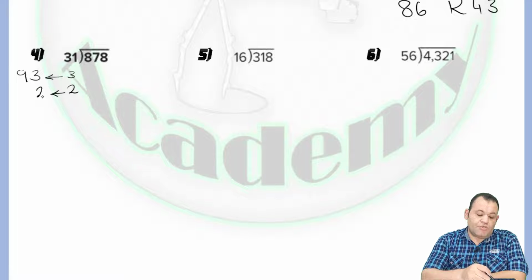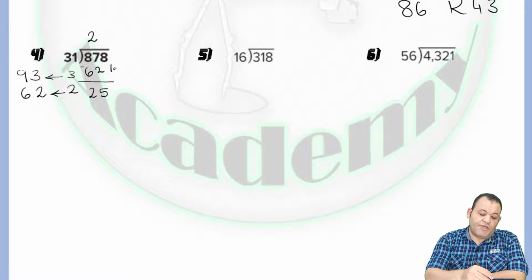2 times 1 equals 2. And 2 times 3 equals 6. Write 2 up and 62 down. Now subtract. 7 minus 2 equals 5. And 8 minus 6 equals 2. Bring down 8. Now we can check for the next number. We can check for 5. 5 times 1 equals 5. 5 times 3 equals 15.